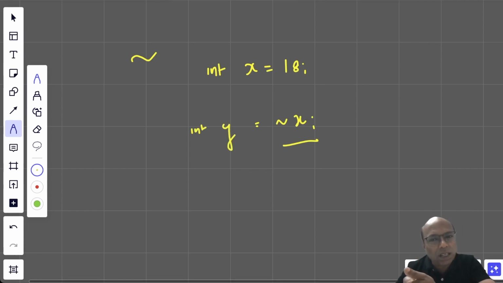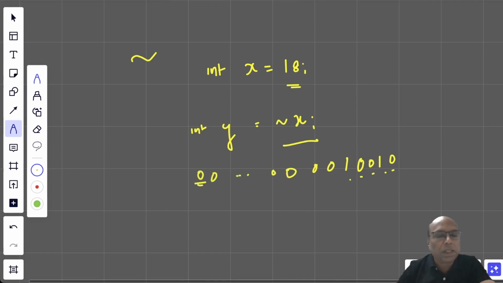What does this register contain? All the binary form of 18 is being inversed. What is the binary form of 18? If you know, it is 1 0 0 1 0, with 2 raised to 0, 2 raised to 1, 2, 3, 4. That is 16 plus 2, which is 18. The remaining bits are filled with 0. The first bit is a sign bit.